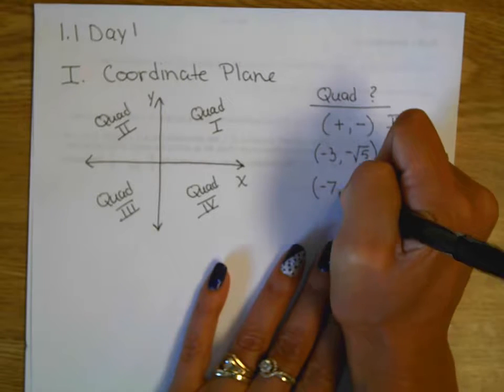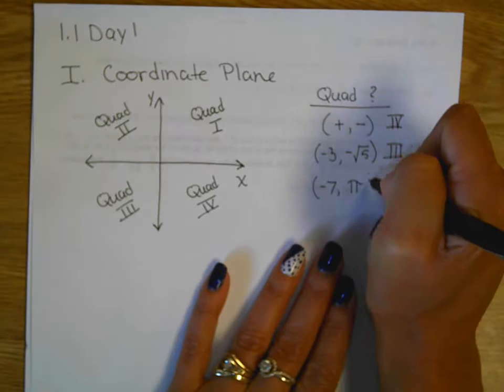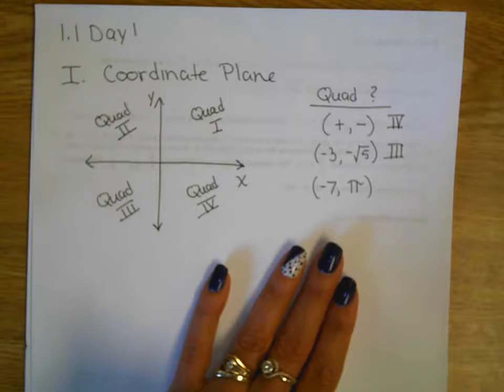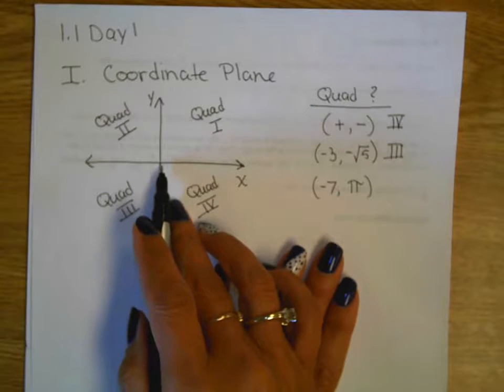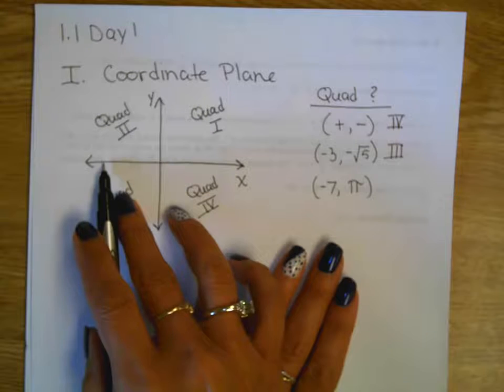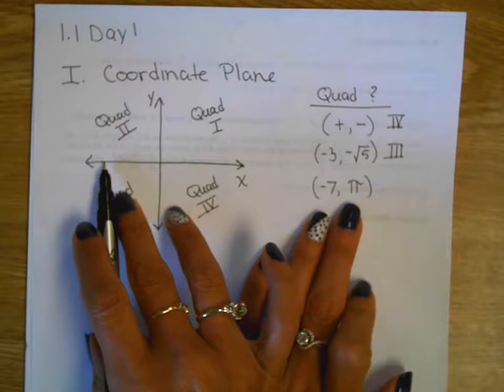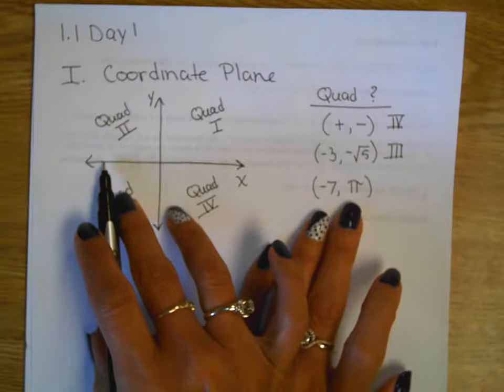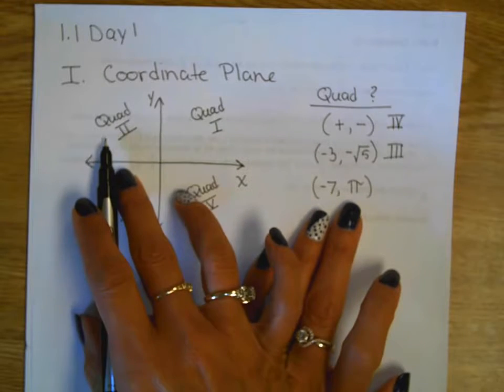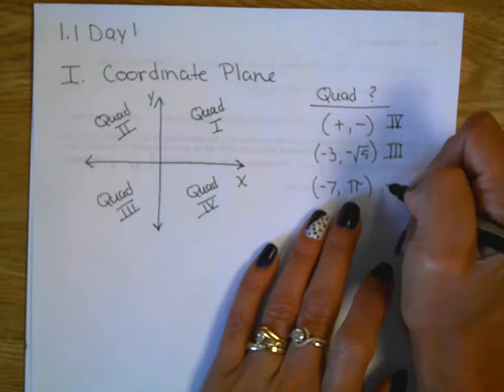How about -7 and pi? Don't be afraid of pi. See it? Origin going left 7. Because pi is positive, we're going up 3.1415, you know. Still, we're in quadrant 2.